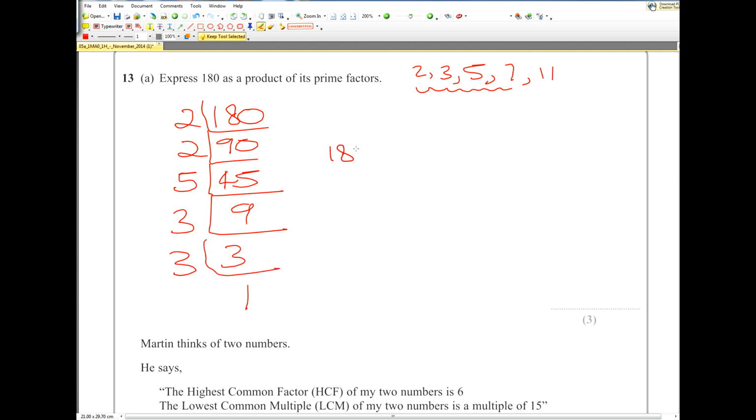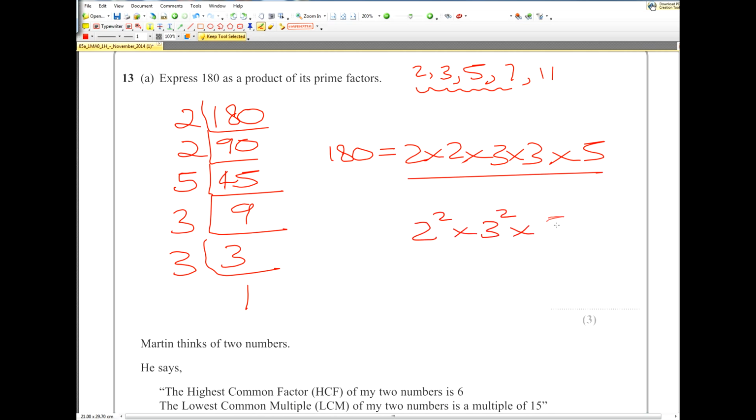So we say 180 is equal to 2 times by 2 times by 3 times by 3 times by 5. You can write it with powers as well. So either you write the answer like this in the original format, or you write 2 squared times by 3 squared times by 5. Either of those two answer formats is perfectly acceptable. Are you happy with that? Okay, lovely. Let's move on.